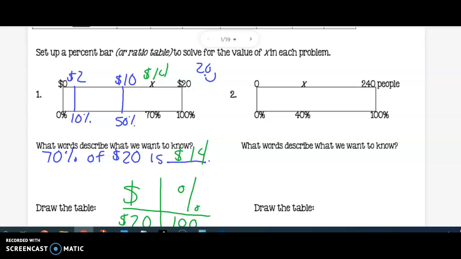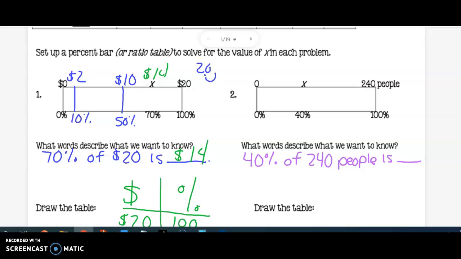Our next one here, what words describe what we want to know? Let's see what they have. We know that there's 240 people, and we want to know 40% of them. So let's see, we want to know 40% of 240 people is, and this is going to be our missing, our part is missing, because of goes with 240.